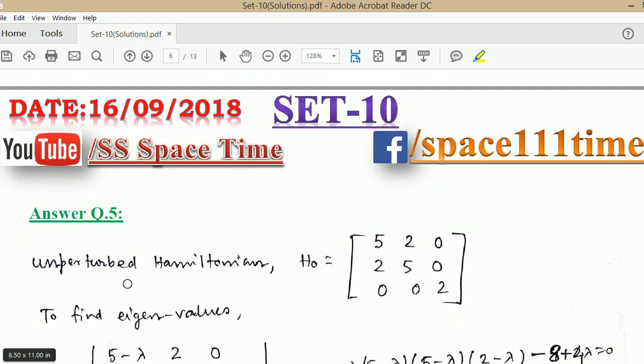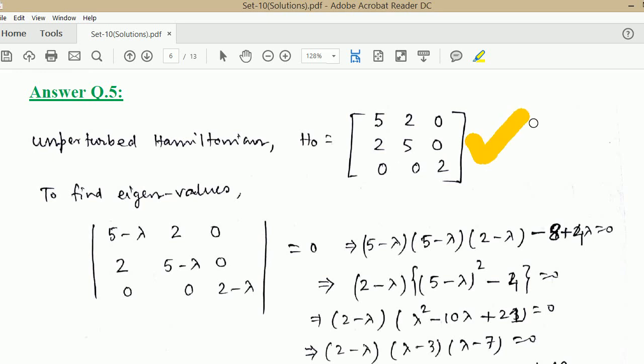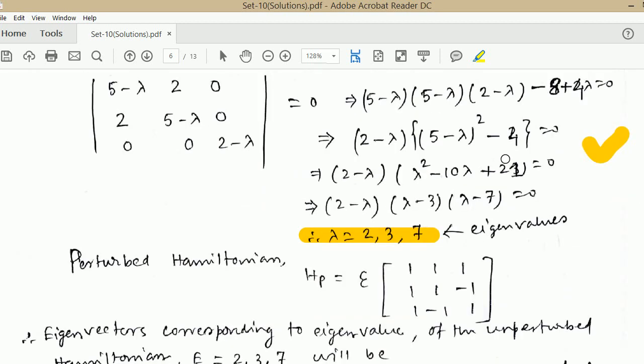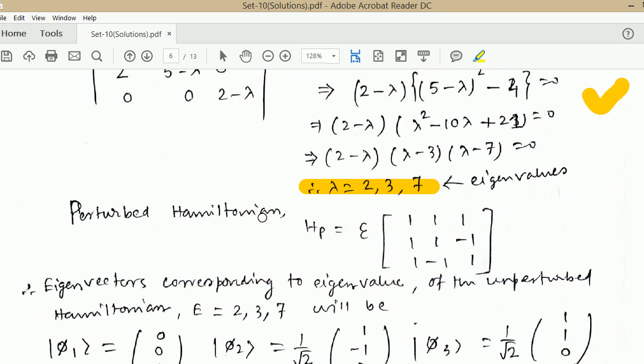So let's discuss the solution of question number 5. The unperturbed Hamiltonian is given like this. Now to find the eigenvalues, as you know, this is straightforward. So A minus lambda I equals 0, the determinant. You have to find the roots of that equation, meaning the values of lambda. So if you calculate the eigenvalues, you get 2, 3 and 7. You can see the process, you can see the calculation, you can check it out.